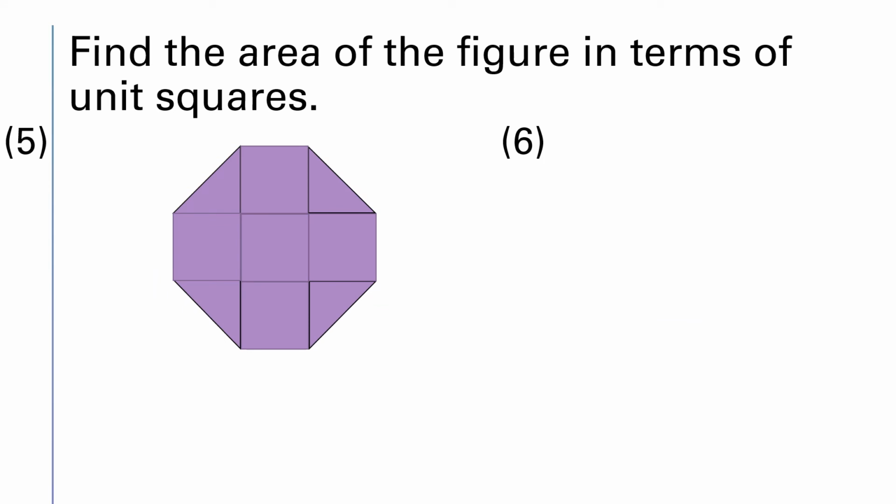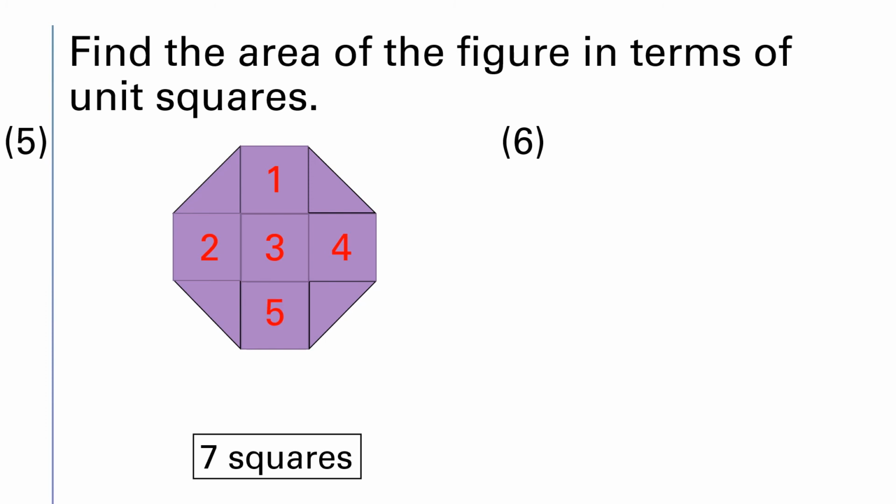Can you tell me the area of the figure in terms of unit squares? If your answer is 5 squares or 6 squares, it would be wrong. The right answer is 7 squares. How? Let's count. 1, 2, 3, 4, 5. Half plus half is 1. This would be 6th. Again, half plus half is 1. This would be 7th square.